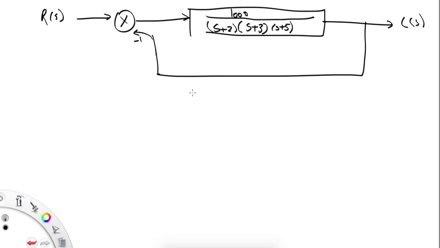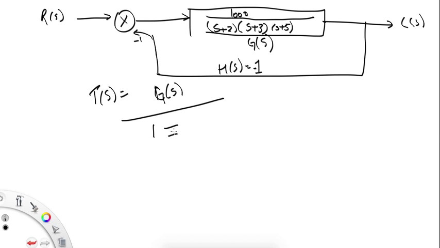Now, as you remember, I told you that we can represent this system just by one transfer function. So here, this is our G(s). Our H(s) is equal to minus 1. So let's use the formula, I suppose. The total transfer function T(s) will be given as G(s) on 1 minus plus G(s)H(s).